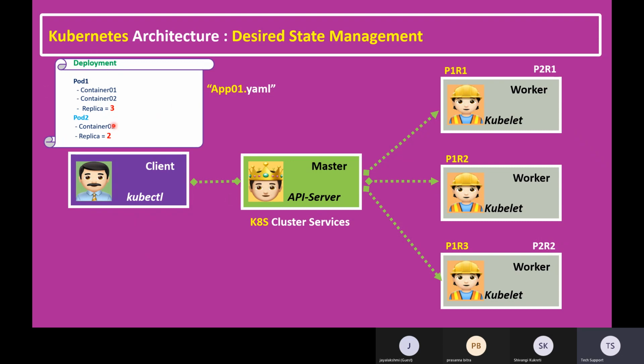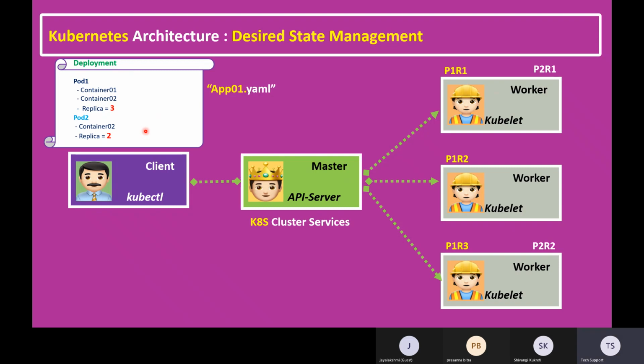Based on your desired deployment file, the configuration is matched in the destination. The source and destination are both equal. This distribution process is taken care of by the Kubernetes cluster service, the master. The master takes care of all this distribution based on your application deployment.